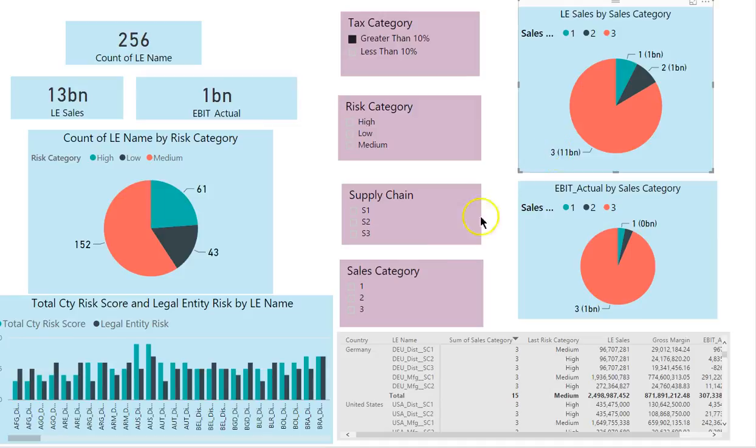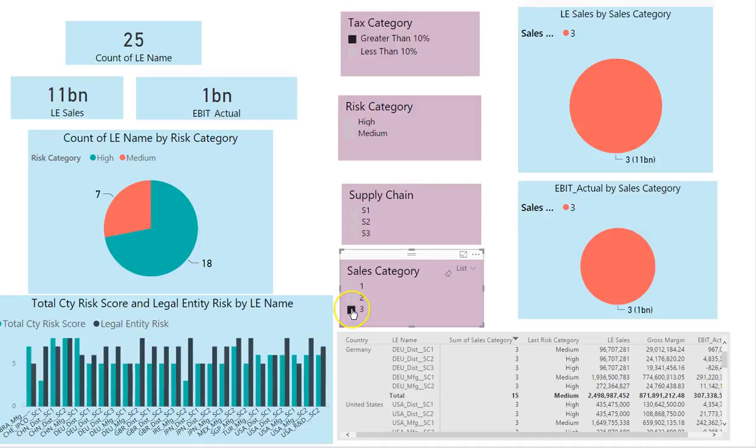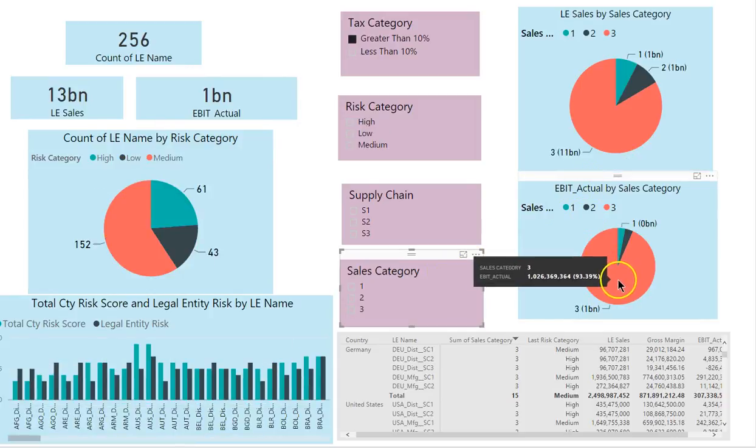If we develop really good documentation for just those companies in the top decile, we've captured 11 billion of sales, 1 billion of EBIT. And if we go over here and look at these transactions, we've really documented 93% of the total EBIT profits. And so we've been much more efficient by approaching it this way rather than just focusing on the high risk versus medium risk categories.